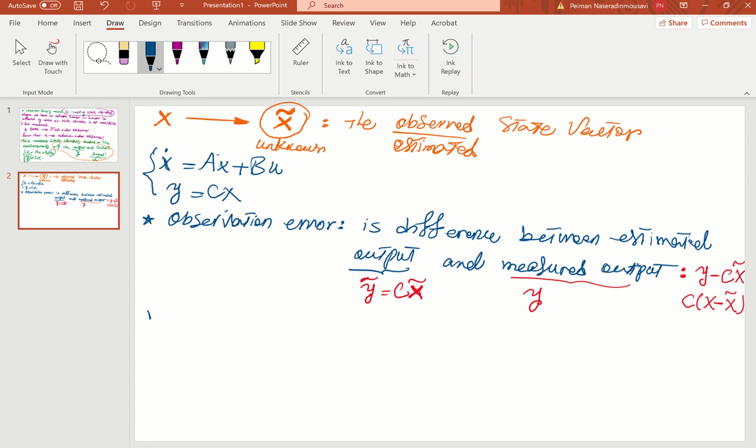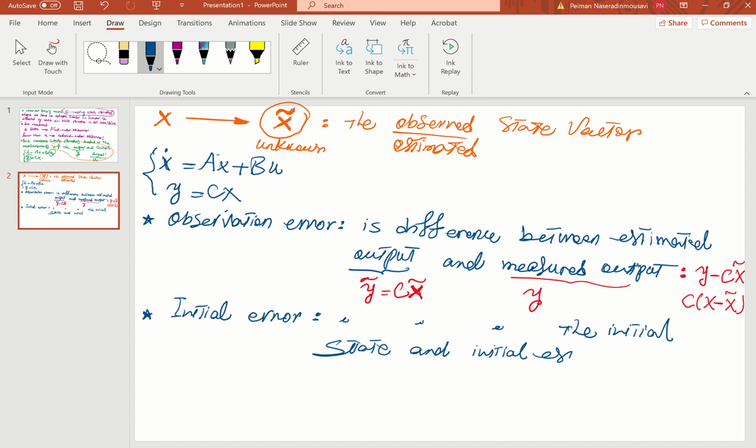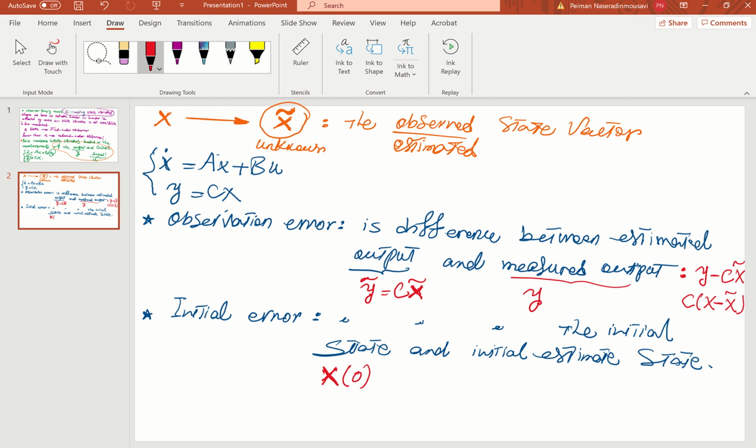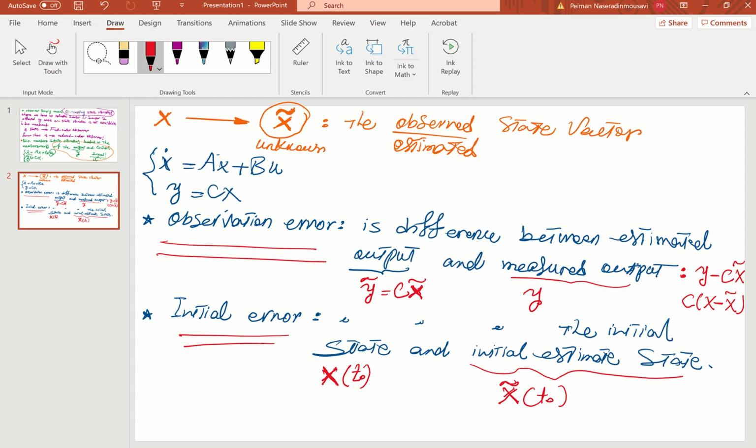Another term that you have to know in designing an observer or estimator of the state variables is the initial error. It is the difference between the initial state and the initial estimated state, mathematically speaking. Because you have the initial state, at time 0, or let me say at t naught, the initial value, and t can be anything. Here this is the initial estimated state at time 0. This is the initial error, and this is the observation error.